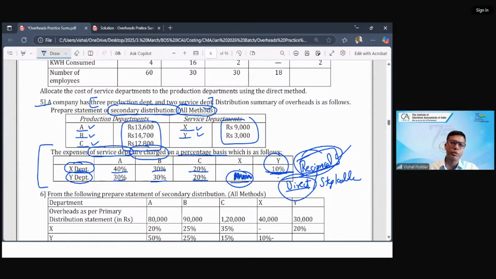So even in exam, students, if a reciprocal question is given, data given, but asking you to solve by another method, this is how you have to proceed. Correct, students? Done? Super. Now, we will solve this by the first method, which is the direct method. So I will modify the sum by ignoring X giving service to Y and also ignoring Y giving service to X. With this modification, let me solve.